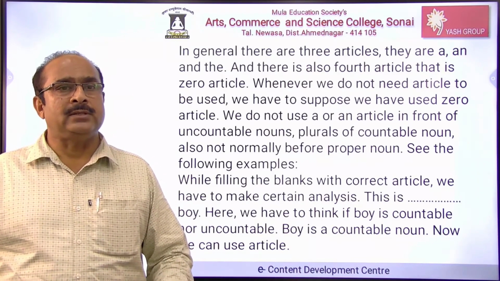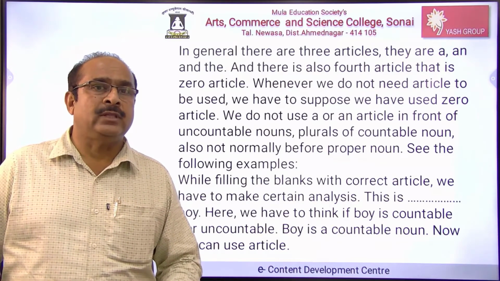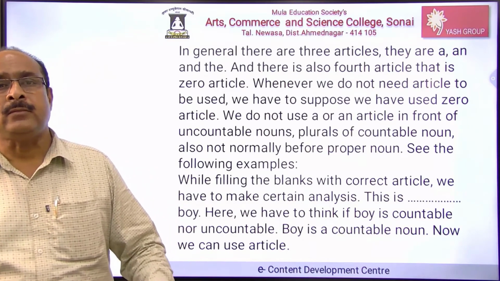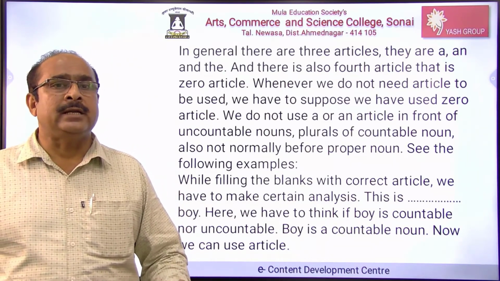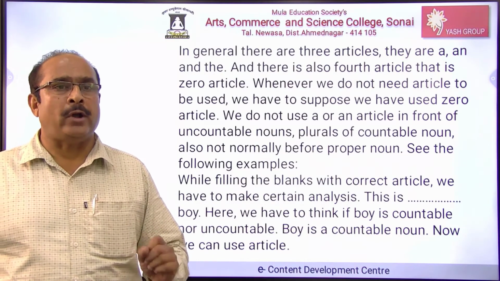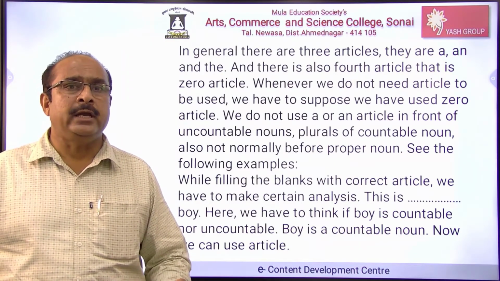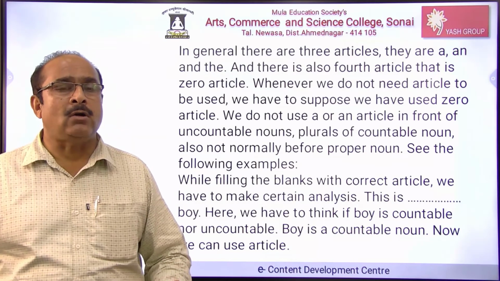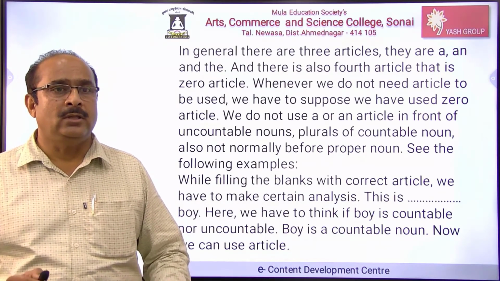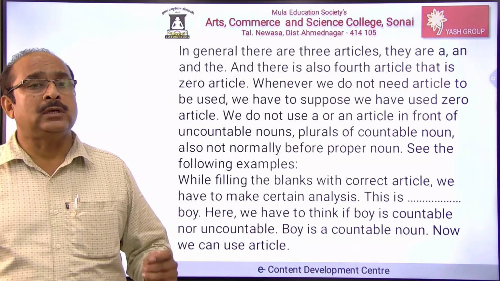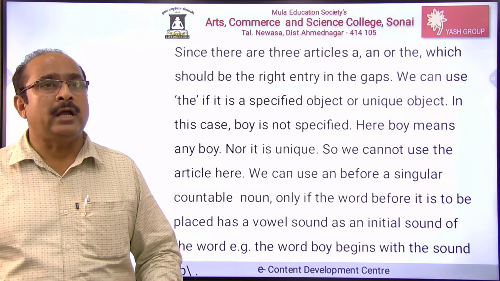See the following examples. While filling the blanks with correct articles, we have to make certain analysis. For example, in a sentence like "This is dash dash boy," here we have to think if boy is a countable noun or an uncountable noun. Boy is a countable noun. Now we can use the article a or an.